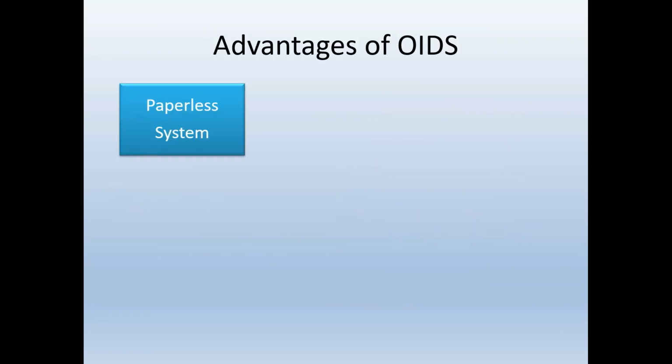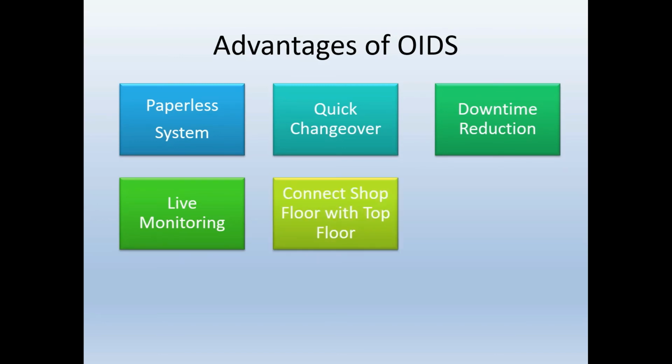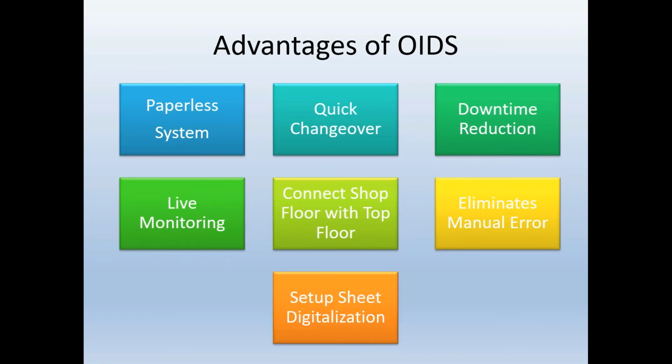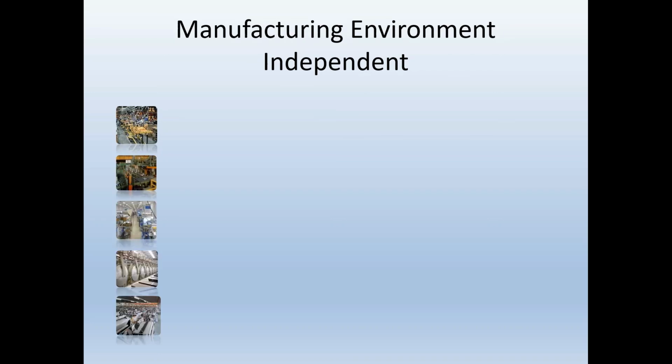OIDS gives you a number of advantages like paperless system, quick changeover, downtime reduction, live monitoring, bridging the gap between shop floor and top floor, eliminating manual error, and setup sheet digitalization. OIDS is independent of manufacturing environment: moving assembly lines and stationary assembly operations, packaging line, cell manufacturing, process flow lines, production lines.